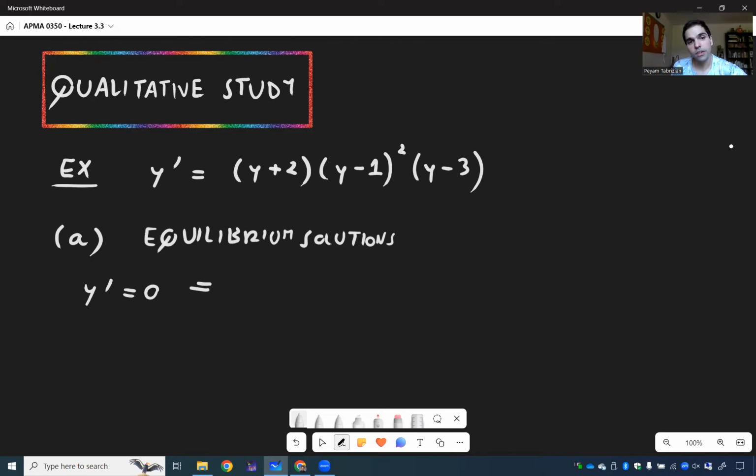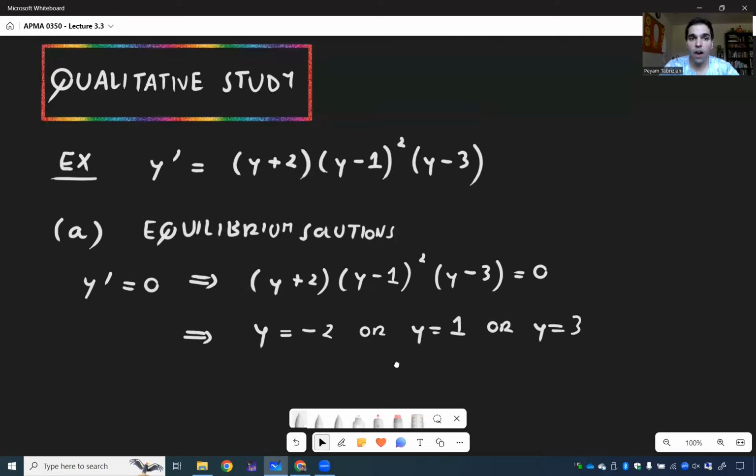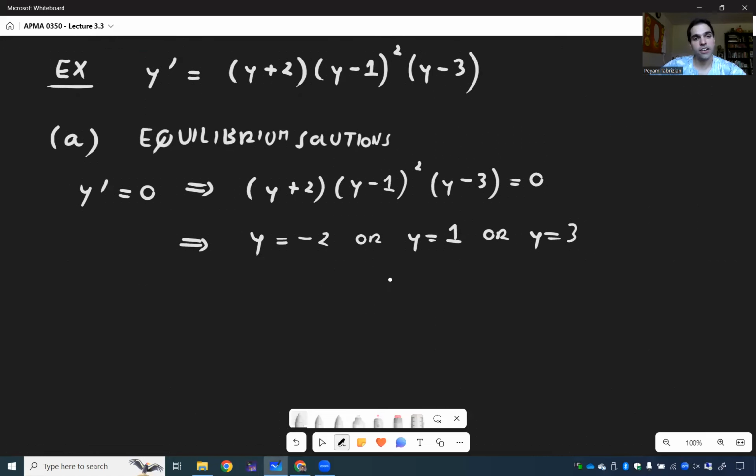So y prime equals 0, which implies (y plus 2) times (y minus 1) squared times (y minus 3) equals 0, which basically gives us three solutions. y is minus 2, or y is 1, or y is 3. So three of them. And now let's draw the bifurcation diagram.